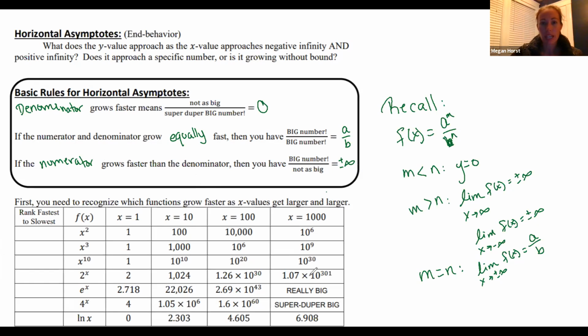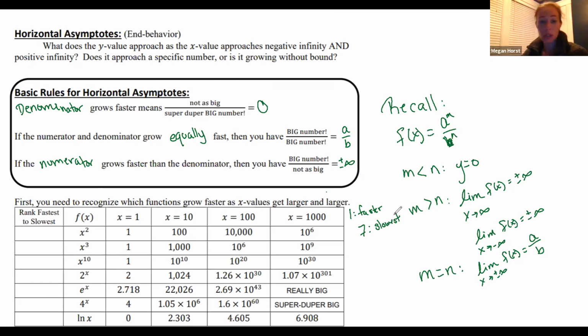In order to analyze this, we need to have a good idea of how fast some of these functions grow. So what we're going to do, we have 1, 2, 3, 4, 5, 6, 7 different functions here. So we're going to number these 1 through 7, where 1 is the fastest. So this is increasing at the fastest rate, and 7 is going to increase at the slowest rate. So that one's going to be the slowest.